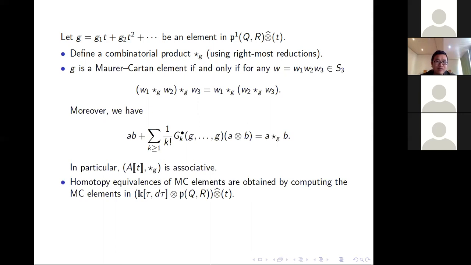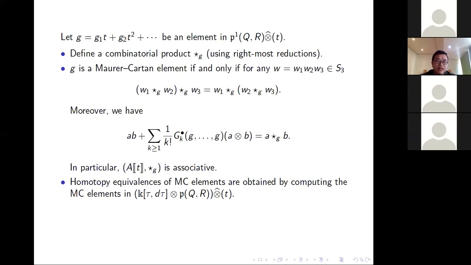And also we can talk about homotopy equivalence or gauge equivalence of two Maurer-Cartan elements. For the L infinity algebra, this notion of homotopy equivalence is just given by computing the Maurer-Cartan element in the big L infinity algebra. So here tau is in degree 0 and d tau in degree 1, and this is just the commutative DG algebra with differential determined by sending tau to d tau.